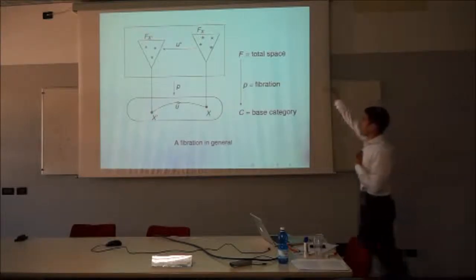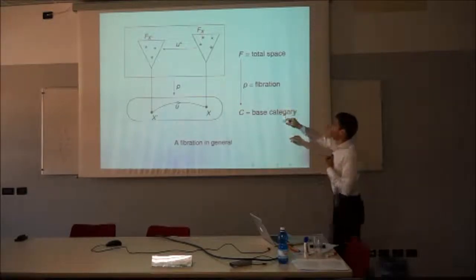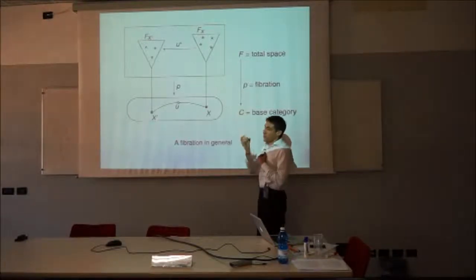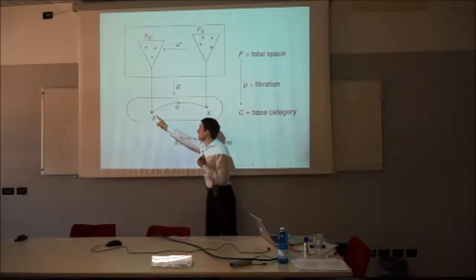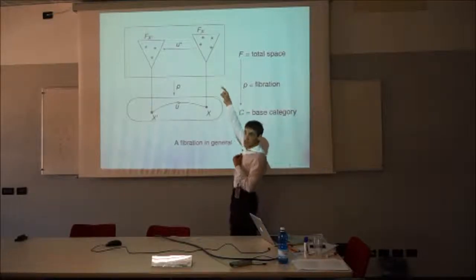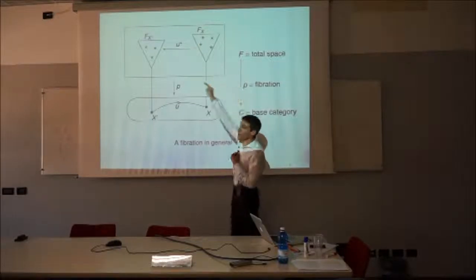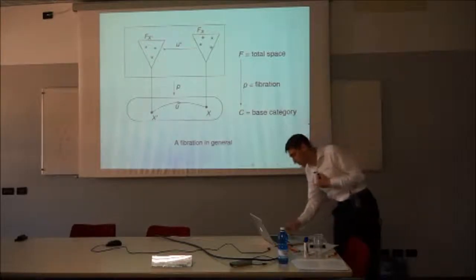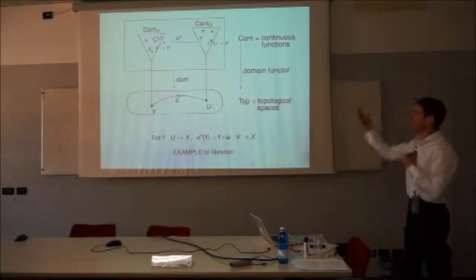So you have a functor P from F to C. C is the base, and for each object of the base you have a fiber, the pre-image. And the main thing is, if you have an arrow, a map from X prime to X in C, that induces a functor, U star, between the fiber above X to the fiber above X prime. That's the main ingredient compared to surjective maps.